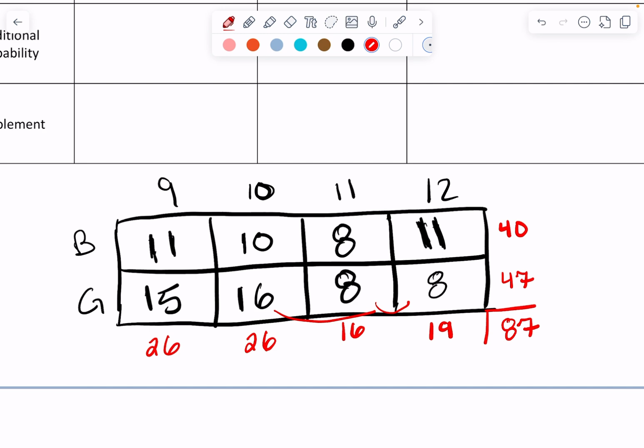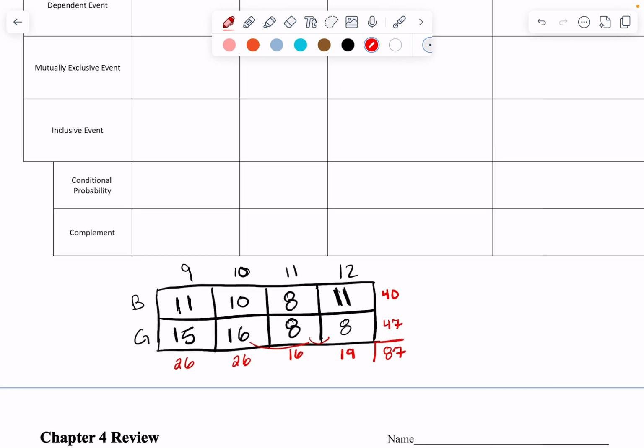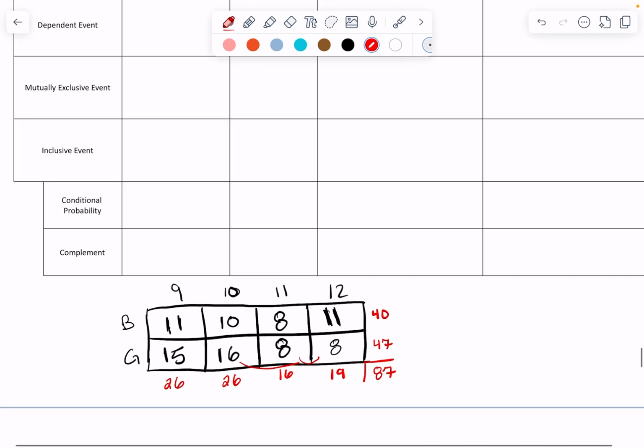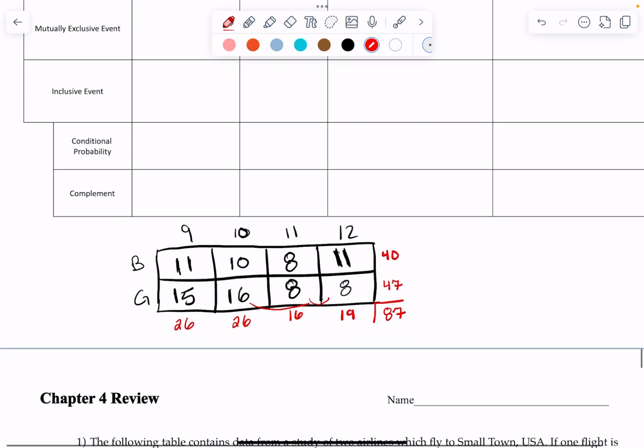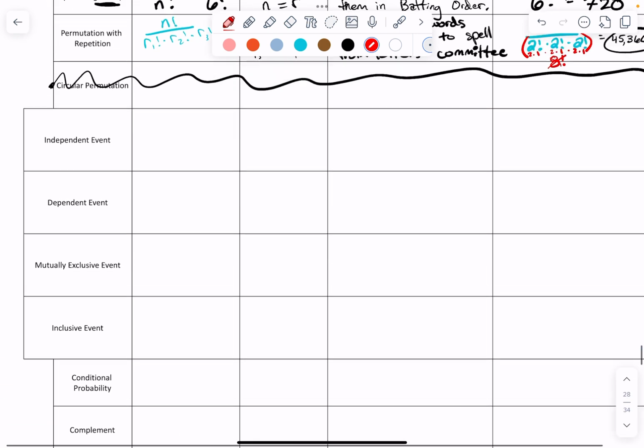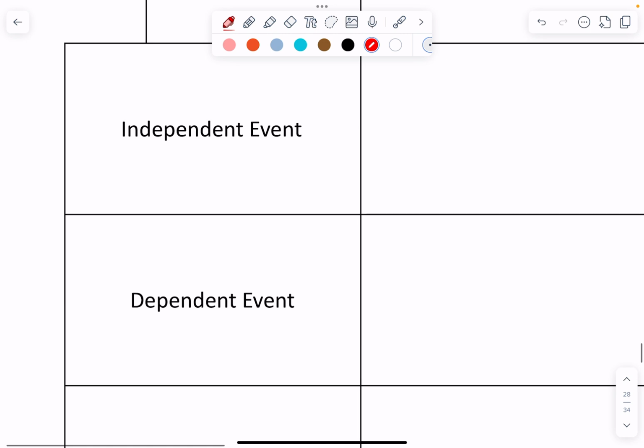All right, so there we go. We're going to use these totals and this data to do some of these problems up here. If you need to pause, go for it to fill that table in. All right, here we go.